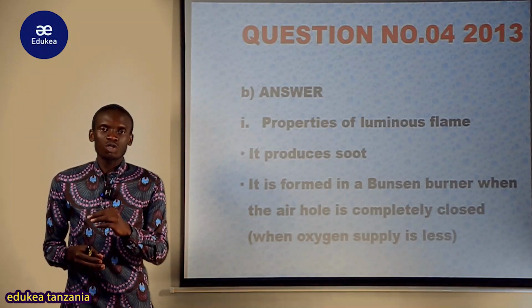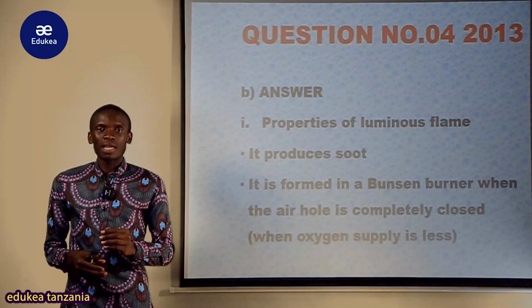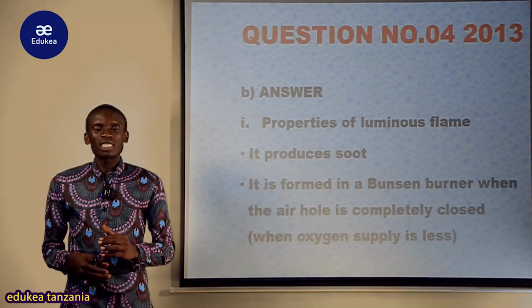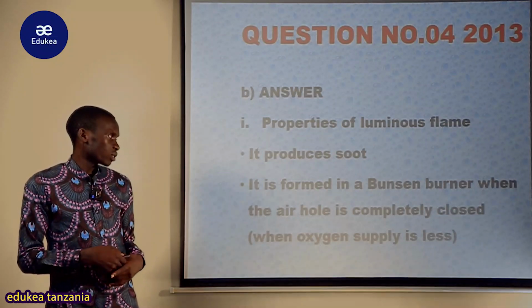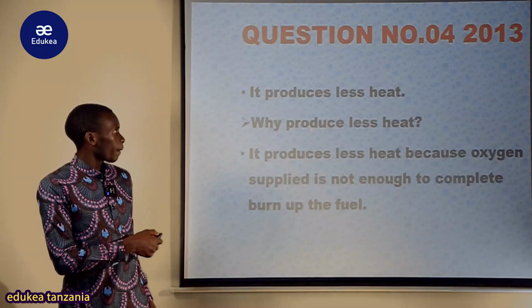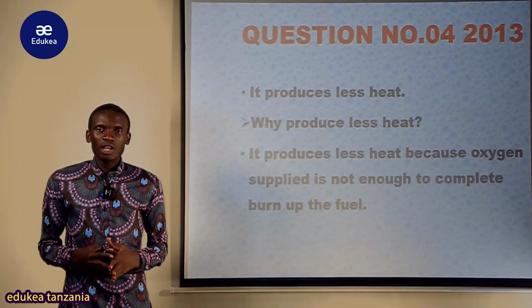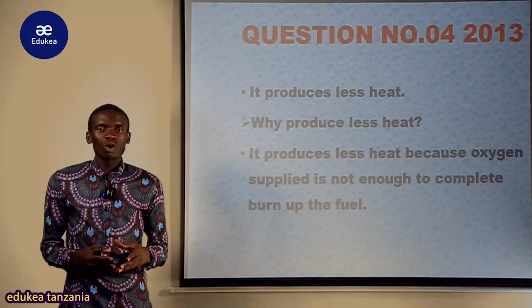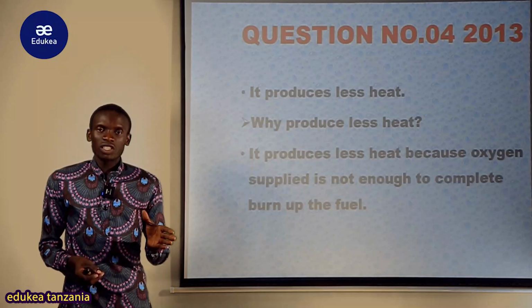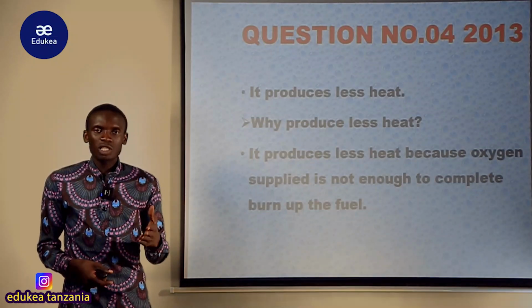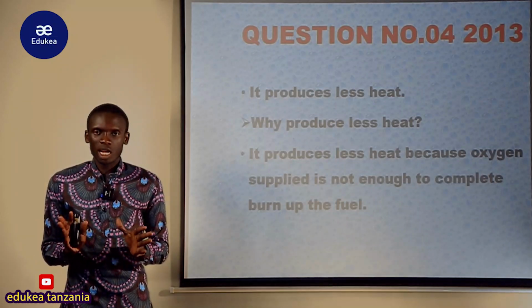You know that fuel burns in presence of oxygen. So if oxygen is not present, the fuel does not burn. If the supply is poor, the fuel will burn but not completely. Some parts will not burn, that is why you get smoke. Now comes the reason: sometimes you will be asked why a luminous flame produces soot. Say it produces soot because there is incomplete burning of fuel since there is less supply of oxygen. So incomplete burning is what leads to that smoke.